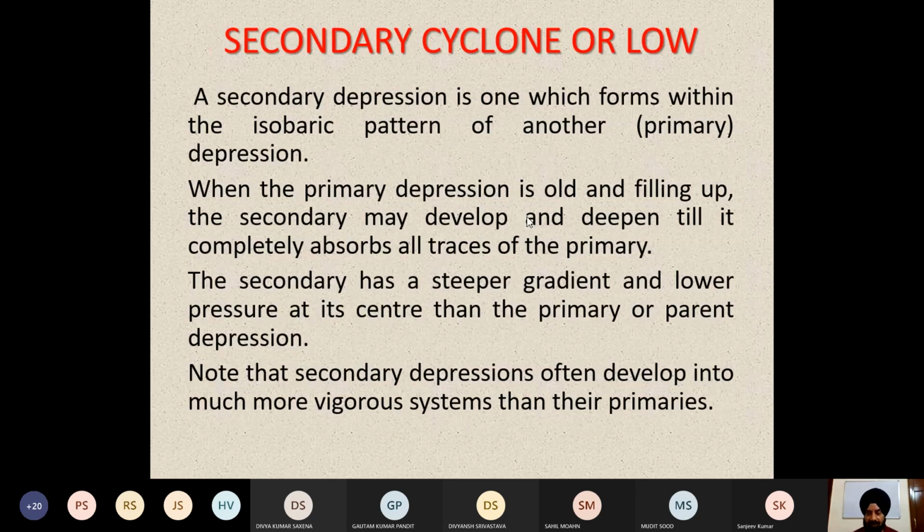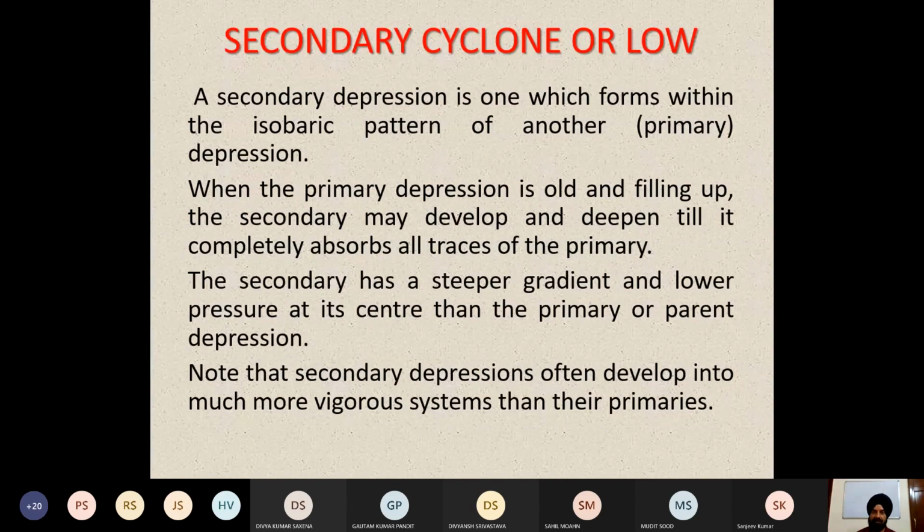Secondary depression. What is this secondary depression? Which forms within the isobaric pattern of another, the primary depression. So when the primary depression is old and filling up, a secondary may develop and deepen till it completely absorbs all traces of the primary. So the secondary is sometimes very strong, it takes over the primary one. So the secondary has a steeper gradient, lower pressure at its center than the primary or parent depression.